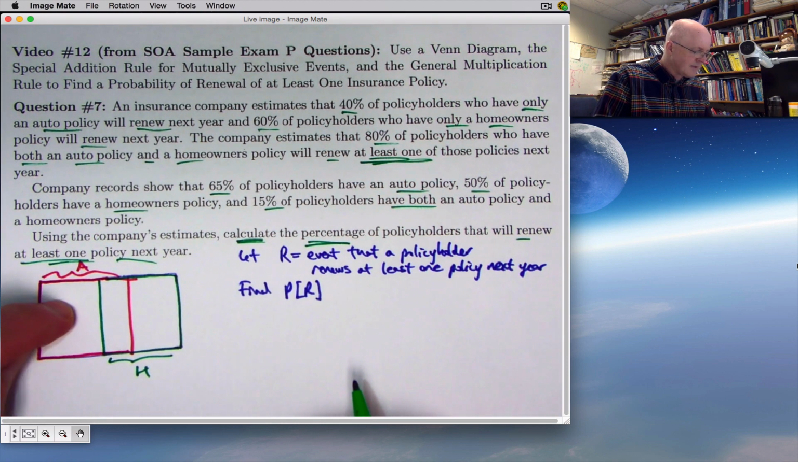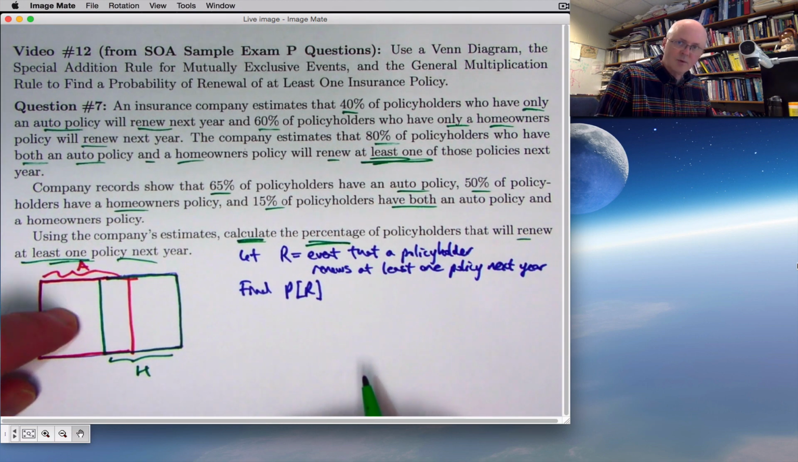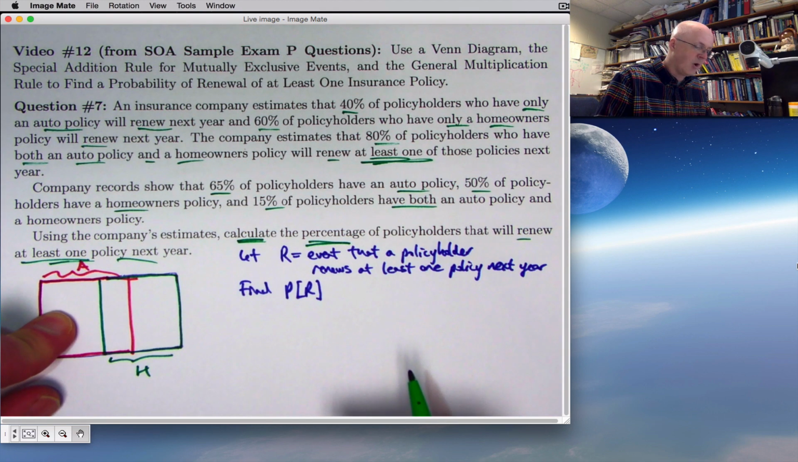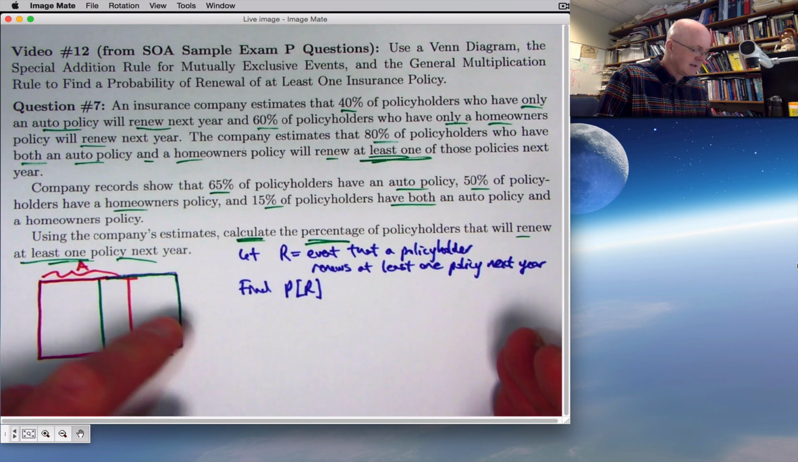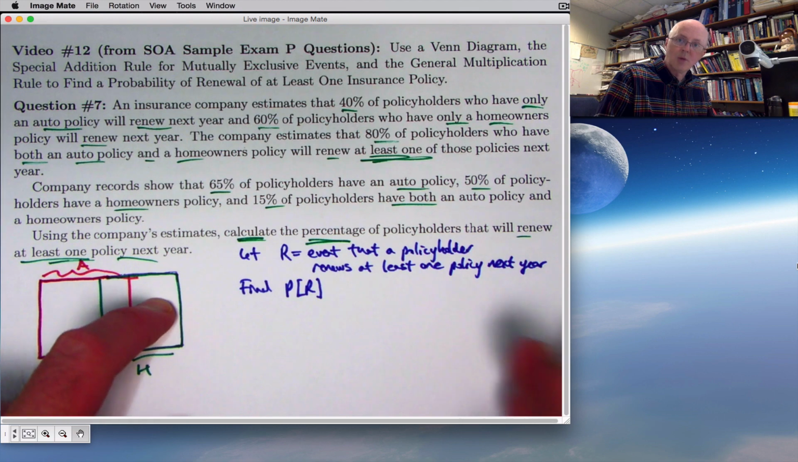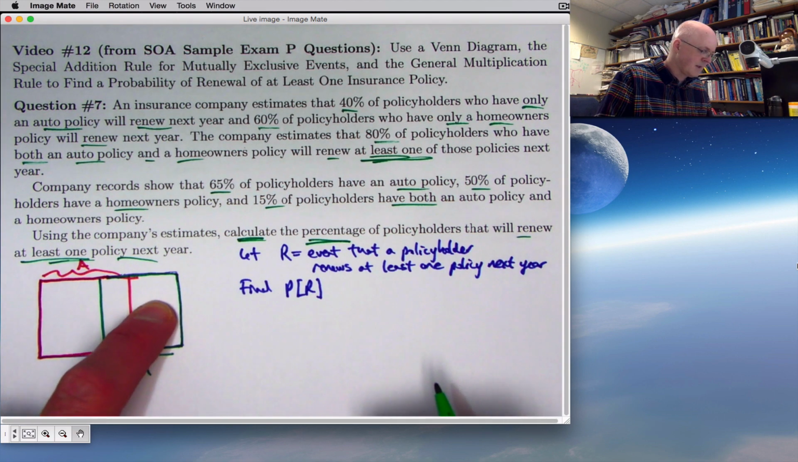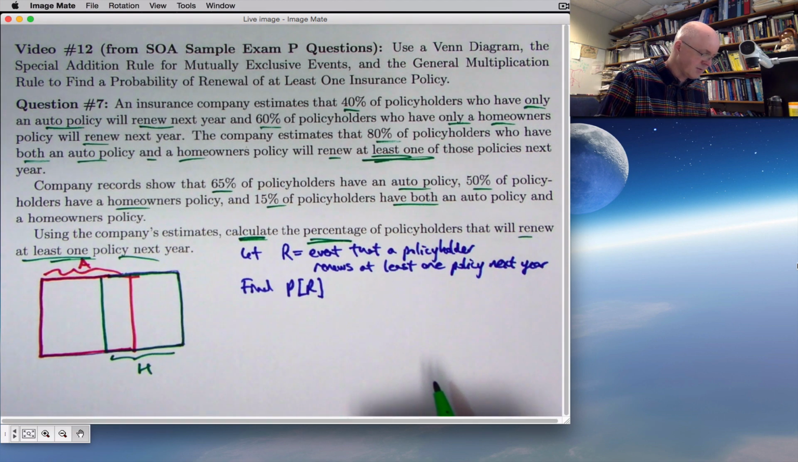This rectangle over here, just right there, would be those people with an auto policy only, not a homeowners. This one would represent those with homeowners only, not an auto. And the intersection would be when they have both.